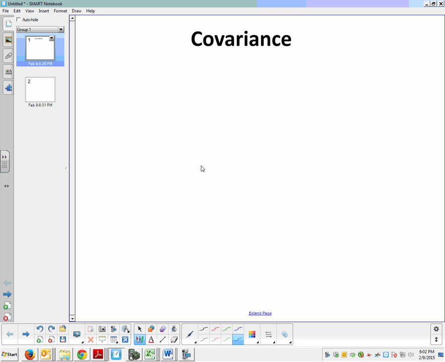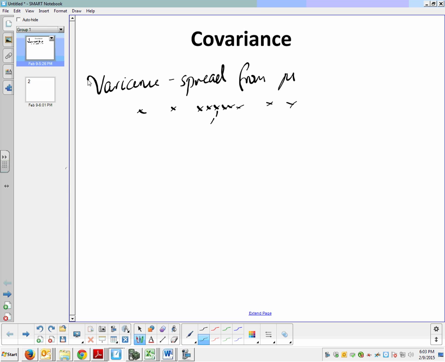And just like variance measures spread from a mean, if variance is small, then most of the data is gathered together around the mean with just a few points out here. If the variance is big, then you might still have mu at the same point, but it's more spread out.